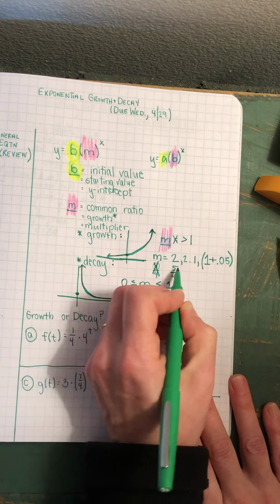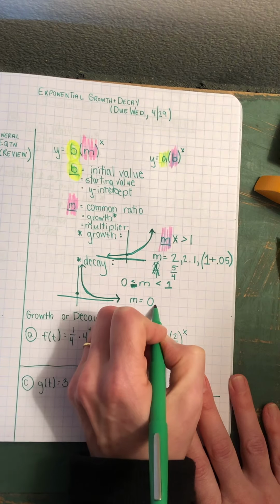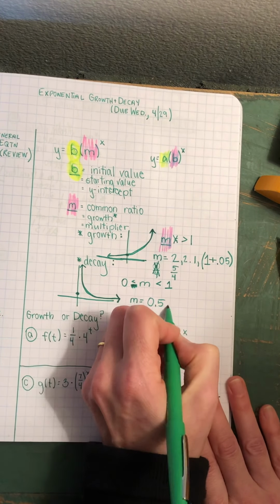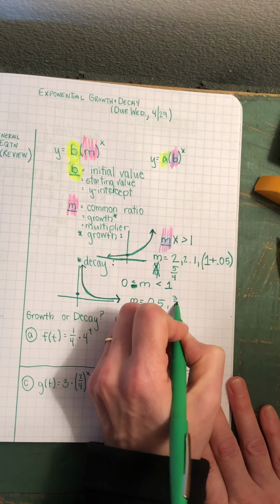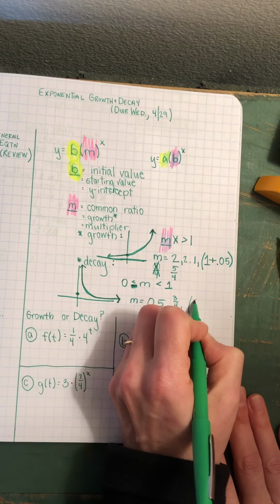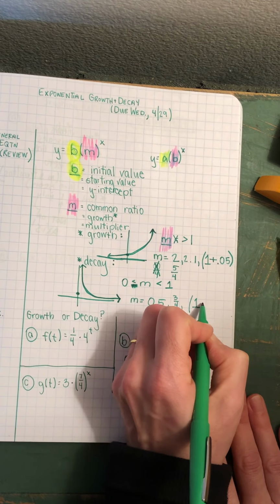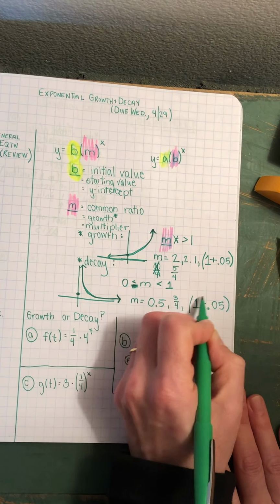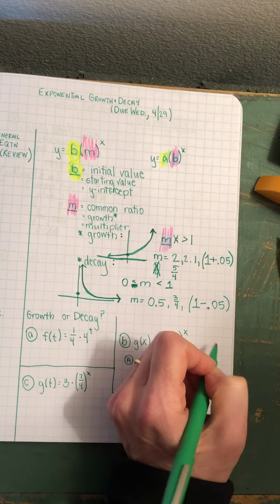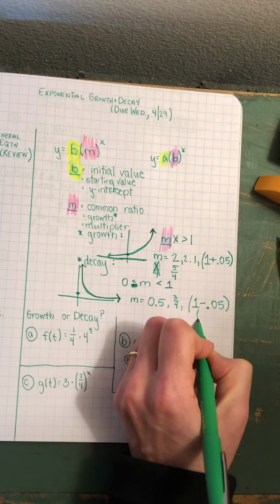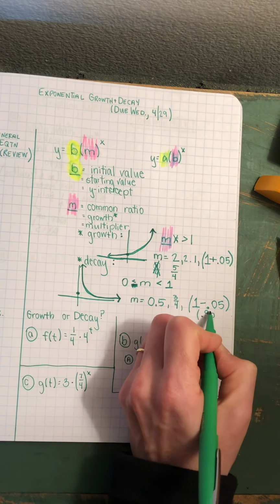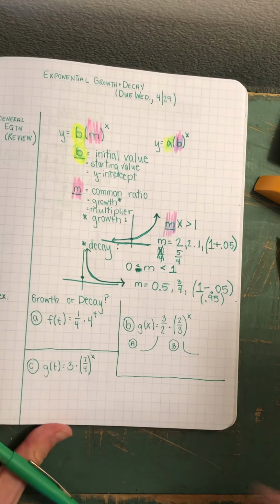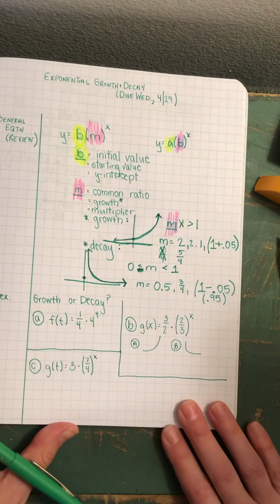Well, what does that mean for m? Instead of doubling, if we want to cut it in half, we would say 0.5. A fraction might be 3/4. And if we think about growth and decay rates, maybe we subtract 5%. So then m ultimately is 0.95, which is less than 1.